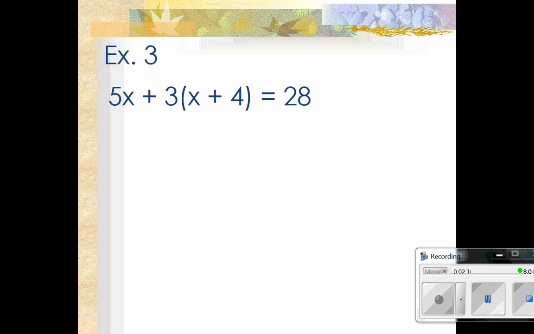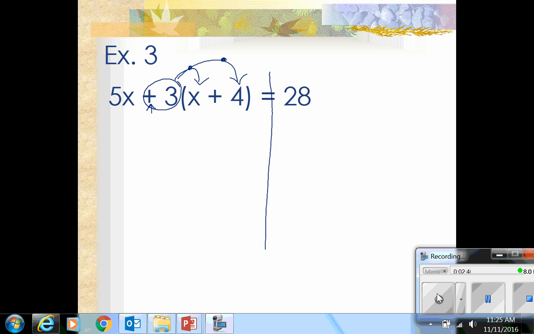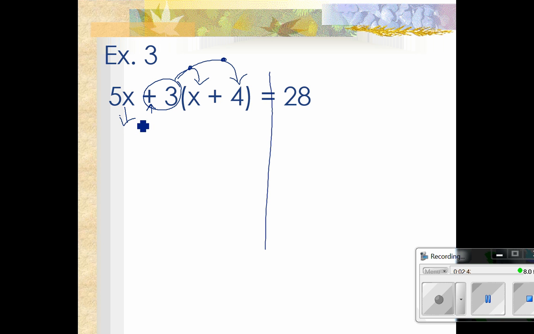Example 3. 5x plus 3 times the quantity x plus 4 equals 28. Let's start by drawing the line down the equal sign. And we're going to circle positive 3. Always circle the symbol that goes in front. Then we can draw our arrows and show our multiplication to get our next step. So we're going to bring down the 5x, and when we distribute, we get positive 3x, positive 12 equals 28.